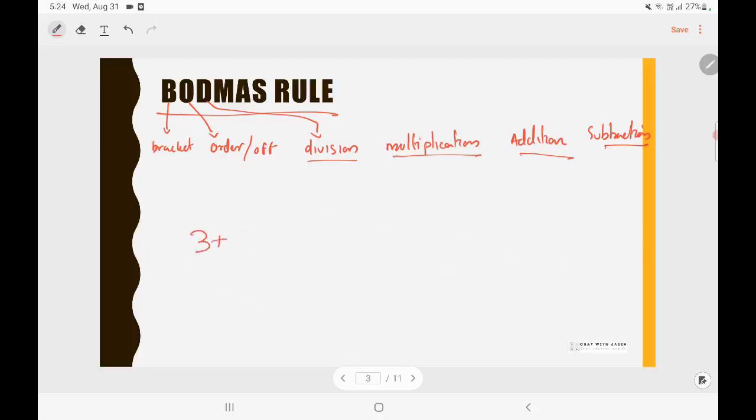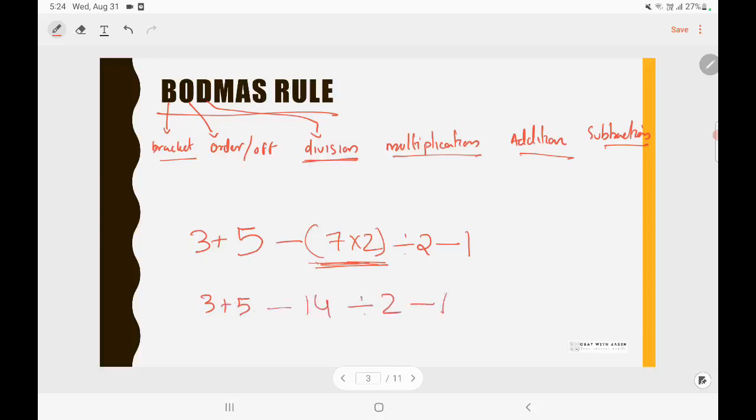So let's take another example: 3 plus 5 minus 7 into 2 divided by 2 minus 1. Here you need to do the bracket first, since there is a bracket here. Whatever is inside the bracket, you need to do it first. So 3 plus 5 minus 7 into 2 is 14, divided by 2 minus 1. Now we need to do the division part. That is 3 plus 5, 14 divided by 2 is 7, minus 7 minus 1.